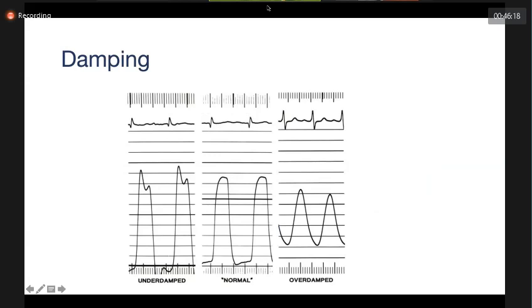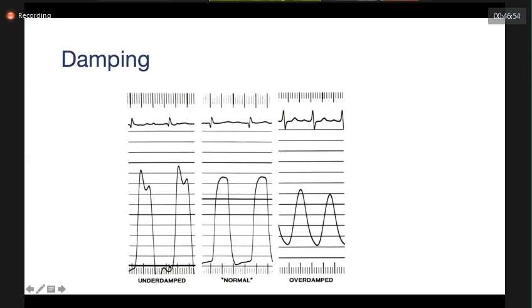So in this process, what will happen? You can have a normal damping, that is called a normal waveform, underdamp or overdamp. If you have overdamp, your pressure waveform will be altered, will be blunted. You will get an improper signal and you read it as low pressures. So that's where flushing of the catheter, eliminating bubbles and clots are important.